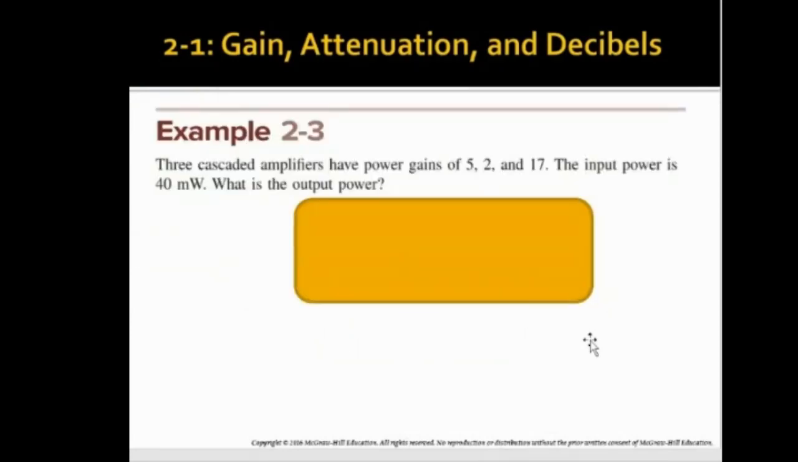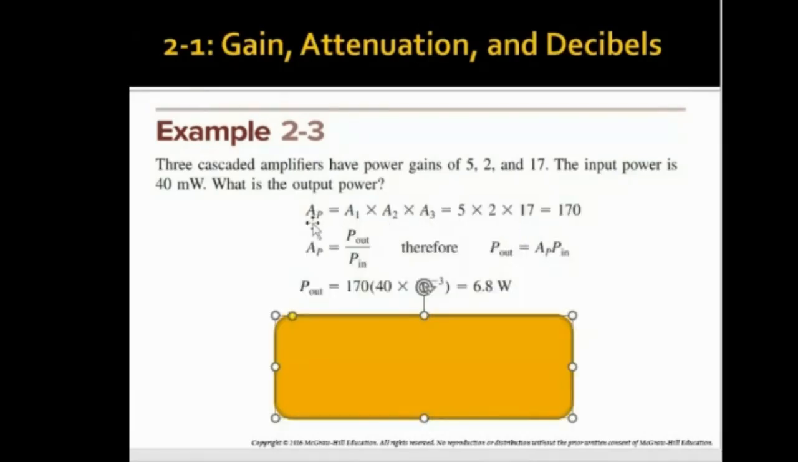So we have one example here. 3 cascaded amplifiers have power gains of 5, 2, and 17. This means these 3 amplifiers are in series, or cascaded together. The input power is 40 milliwatts. What is the output power?